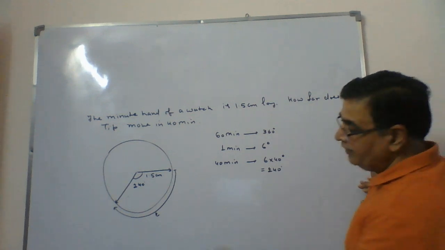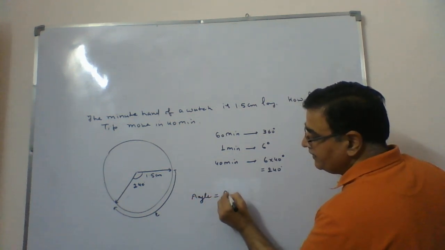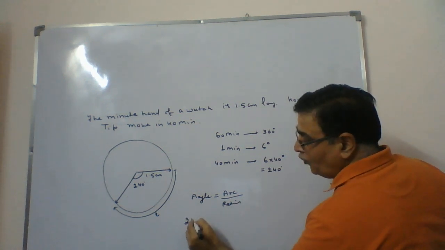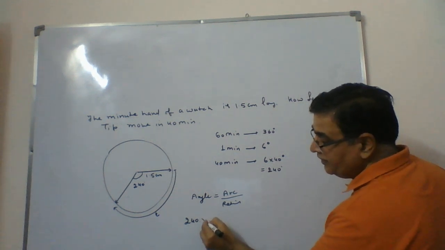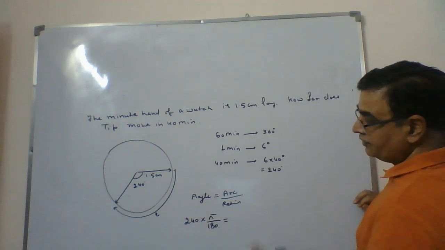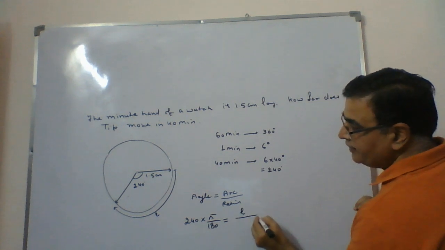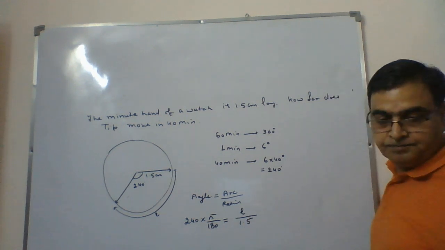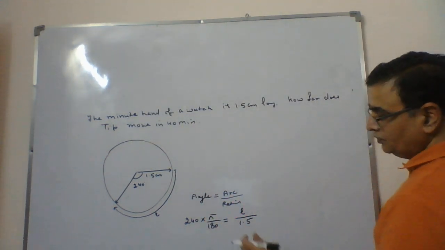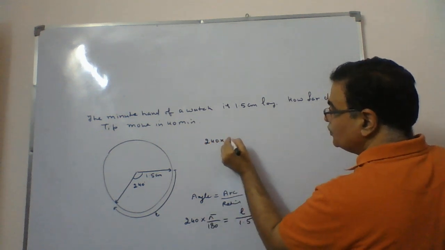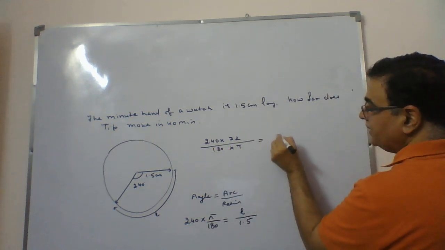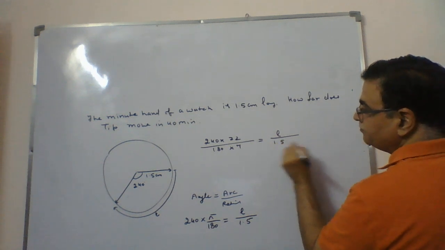Now we want the length to be calculated. So the formula says angle is arc by the radius. The angle is 240, but it is in degrees, so we will multiply by pi by 180. The arc length is what we should calculate. The radius is 1.5 centimeters. Now the only thing is we should solve it, and you can solve that easily now. This is 240 into 22 by 7 into 180 is L by 1.5. First solve it.